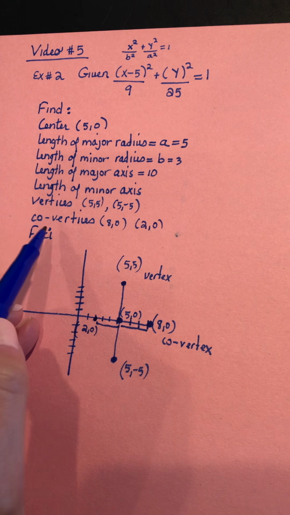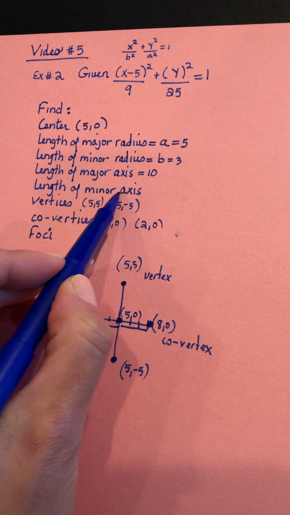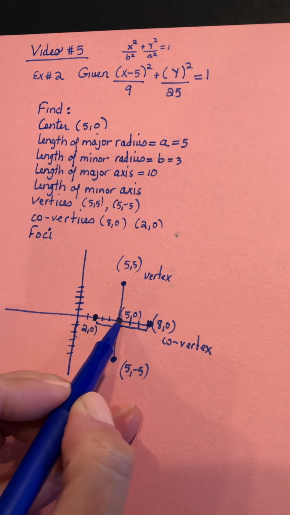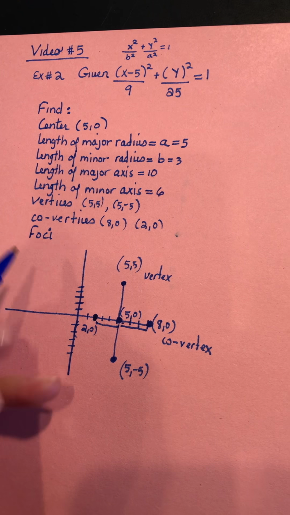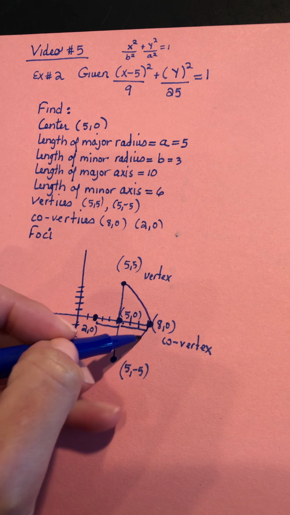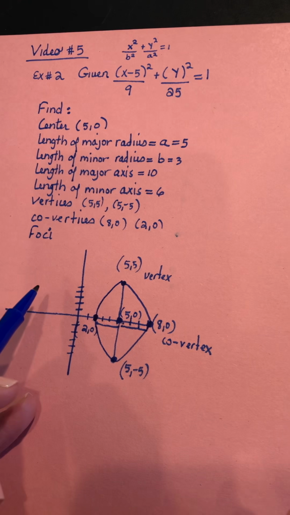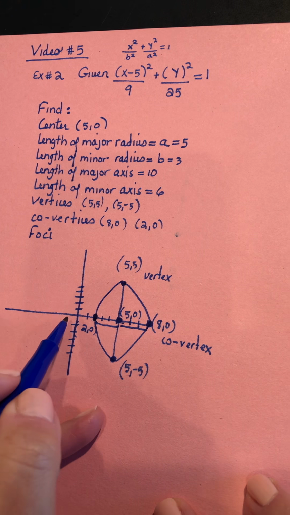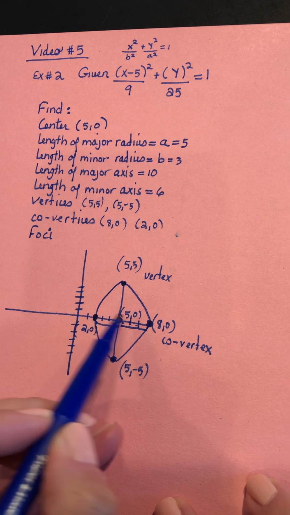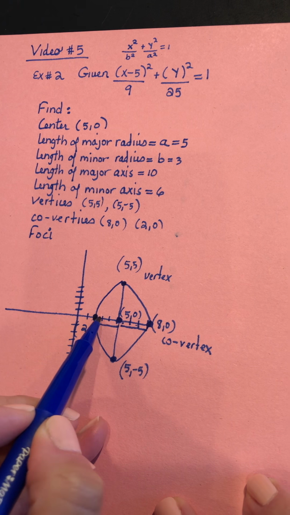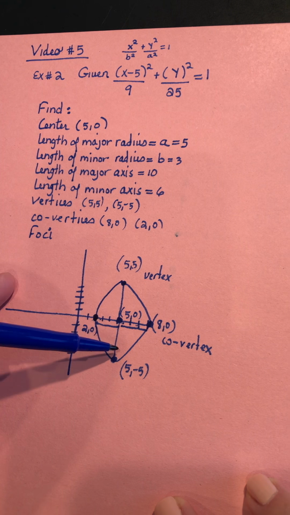Okay, let's see. What else can we find? Well, it's asking for the length of the minor axis. Well, if the minor radius is 3, the length of the minor axis is 6, okay? And I can sort of connect the dots. This isn't going to look so pretty, but you can see that I have a tall, skinny, or vertical ellipse. Another interesting note is that the length of the minor axis is also the distance between the 2 x values here. The length of the major axis is the distance between these 2 y values.